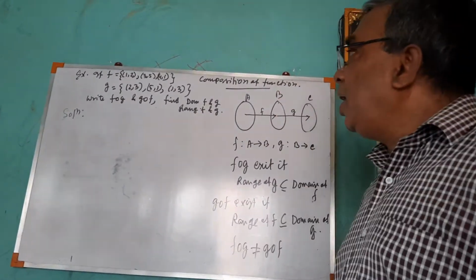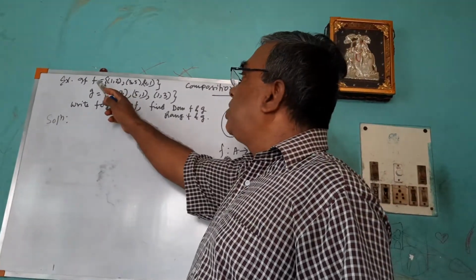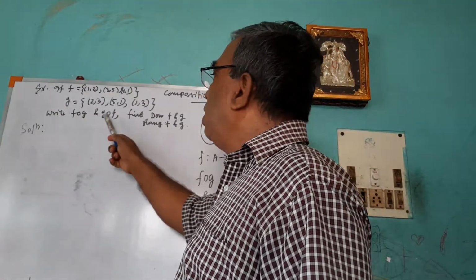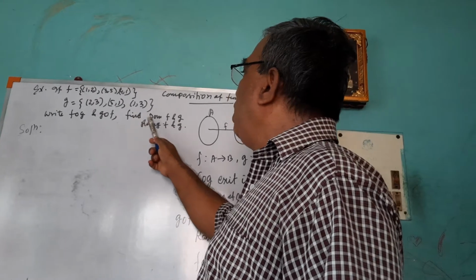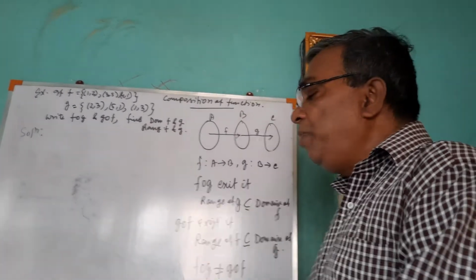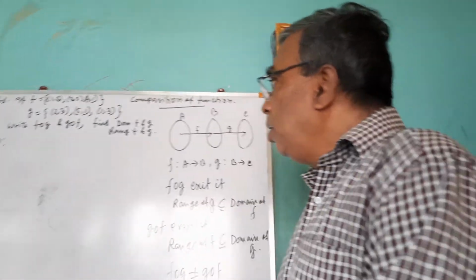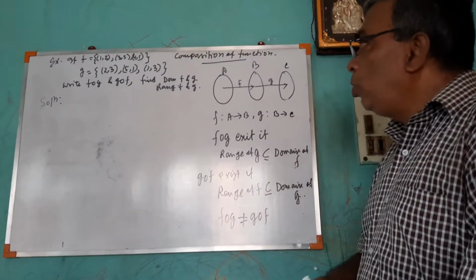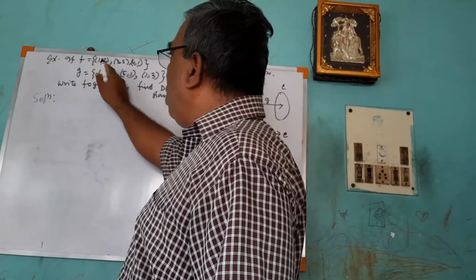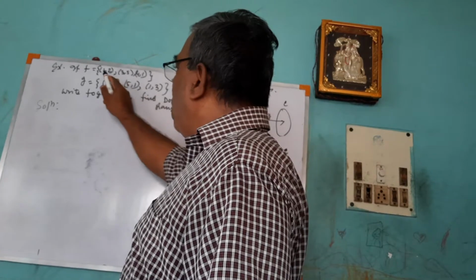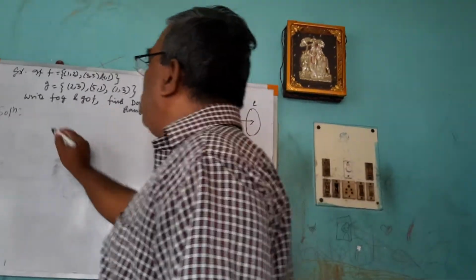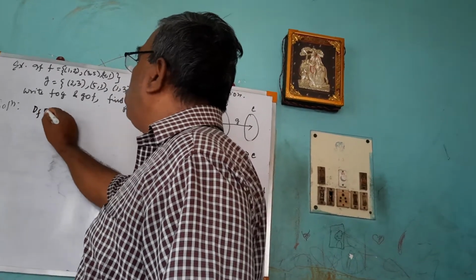Firstly, they are asking that if two functions F and G are given, you have to find F O G, G O F, and also find domain of F and G, range of F and G. So very easy sum. So domain of F is the first element of these pairs. There are three pairs. What are the first elements? 1, 3 and 4. So this is known as domain of F.